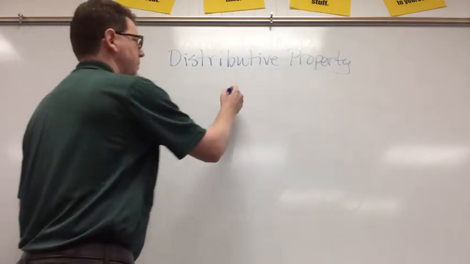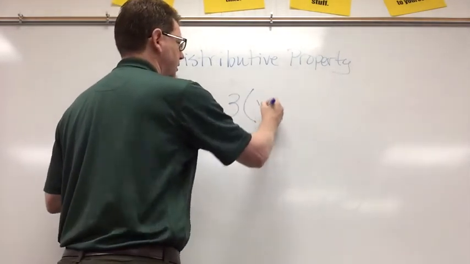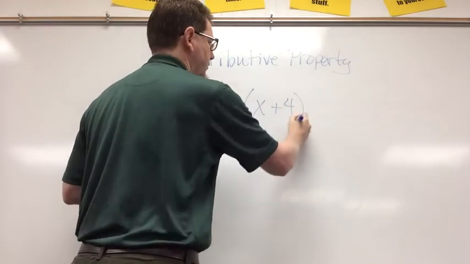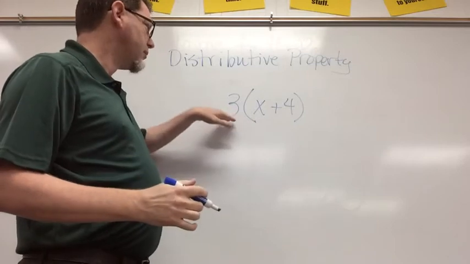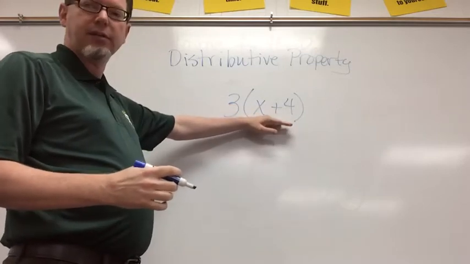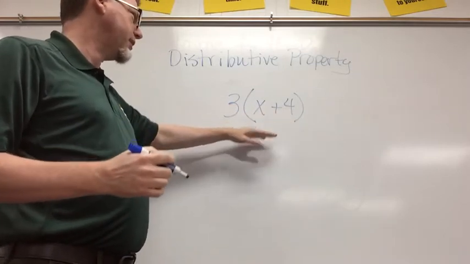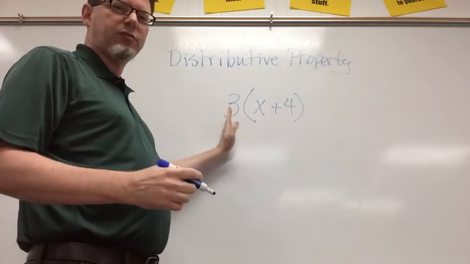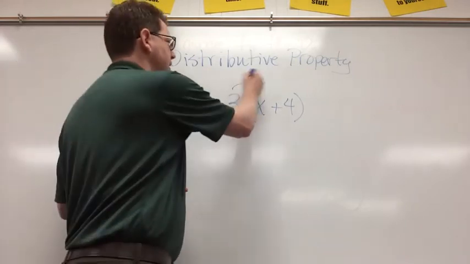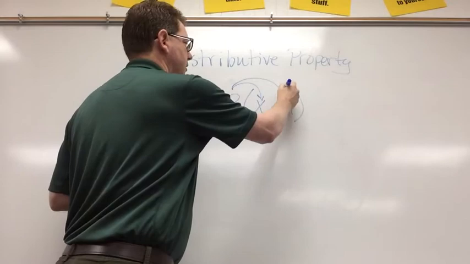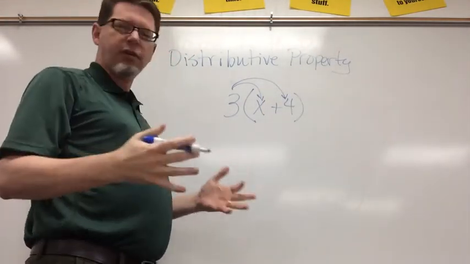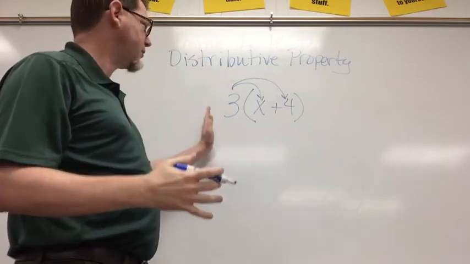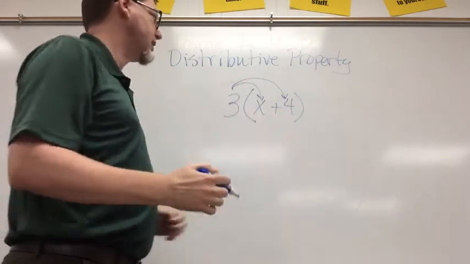When you have 3 times the quantity of, let's say, x plus 4, and we want to use the distributive property, we know that we're multiplying 3 times the quantity of x plus 4. Well, the distributive property tells me that I have to distribute that 3 to everything inside the parentheses, similar to distributing the cupcakes. You don't want to leave anybody out, so you have to apply that 3 to everything inside the parentheses.